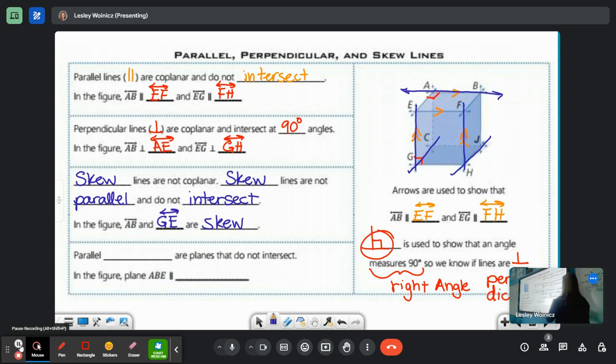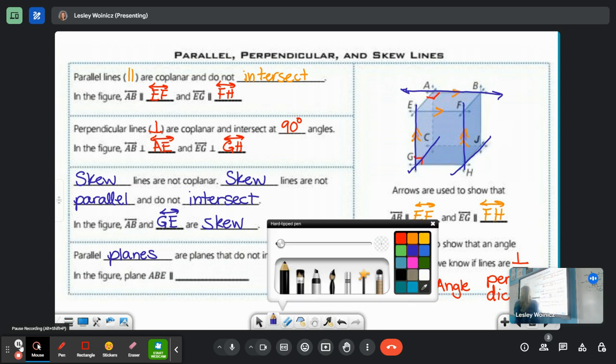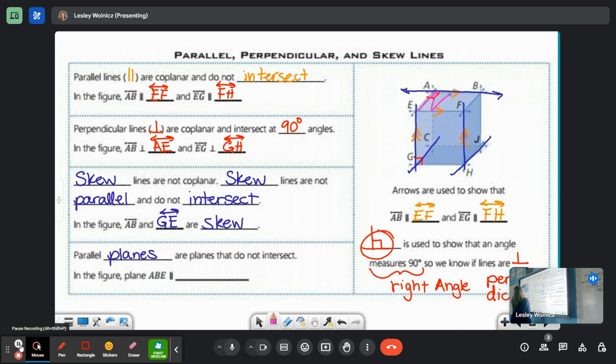Okay. Parallel planes are planes that do not intersect. In the figure, plane ABE is parallel to, let's shade ABE. ABE is this entire plane. So it's kind of like the ceiling of the box. So it's going to be parallel to the floor of the box, right? So which plane kind of defines the floor? Yeah, GCJ, you could use CHJ, you could use GHJ, you could use any combination of these four letters.